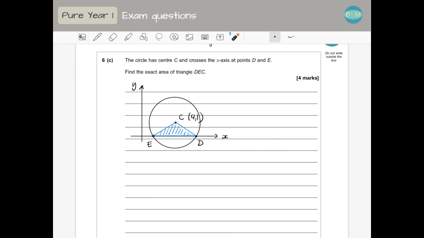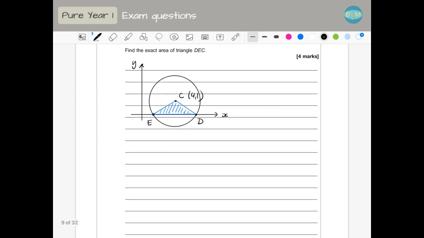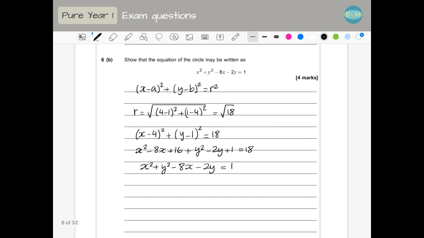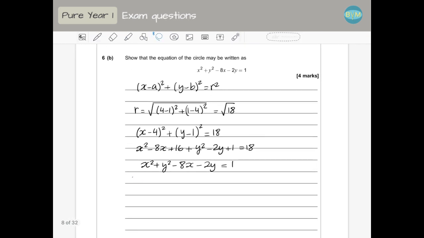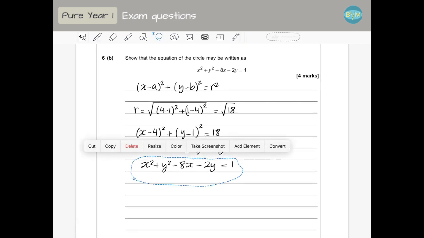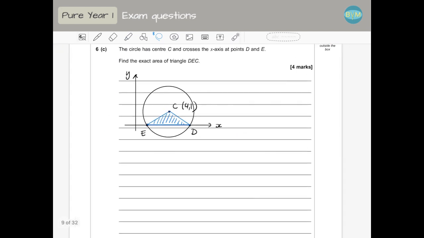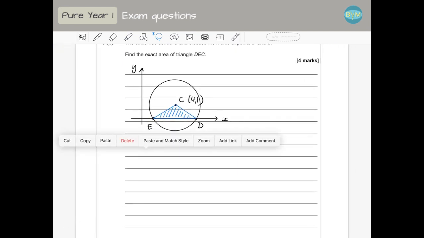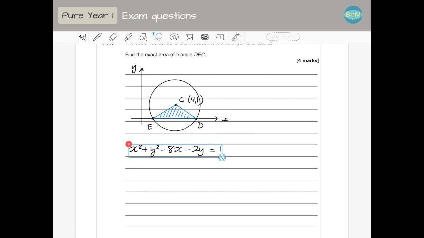For that, I'm going to find the points of intersection of the circle with the x-axis. And I have the equation of the circle. That was this one here. This one I'm going to copy and I'm going to make y equals 0. So when I make y equals 0, I have x squared minus 8x minus 1 equal to 0. So these two are cancelled.